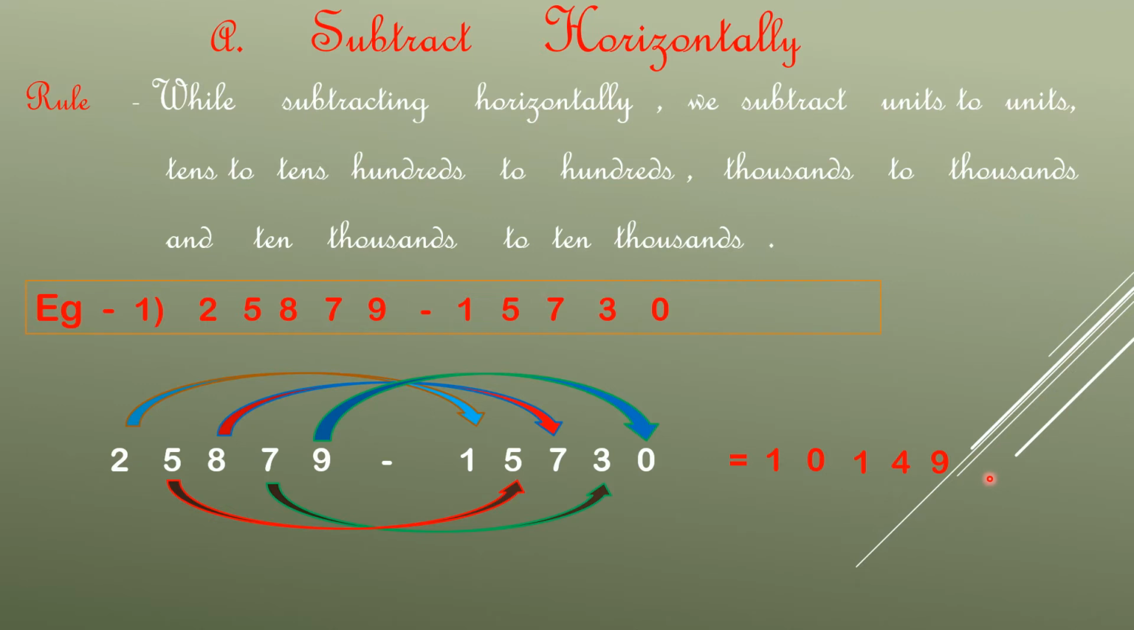Subtracting horizontally or adding horizontally is the same. Units to units, tens to tens, 100, 1000 and 10,000. Everywhere you have to minus it or add it with that number, with their places. Let's continue.